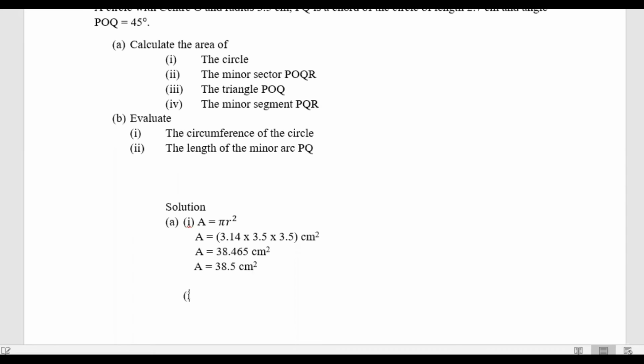So the second part asks us for the area of the minor sector of that circle. So we already know what our formula is. Somebody remind me what is the formula for a minor sector?